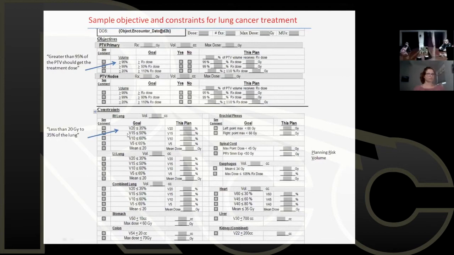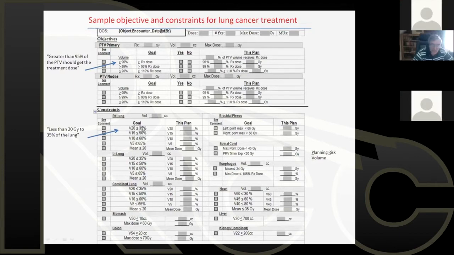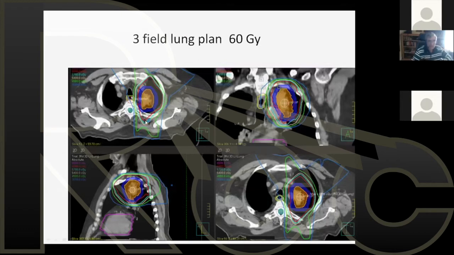So a critical statistic here would be this one right here, where the volume that gets 20 gray has to be less than 35% of the contoured lung, whether it's the ipsilateral or contralateral lung. And you can see how it's even broken down into what volume gets 15 gray, what volume gets 10 gray, what volume gets even 5 gray. So that's an example of objectives and constraints. Here is a typical 3D plan, and it shows the GTV, CTV in the center here.